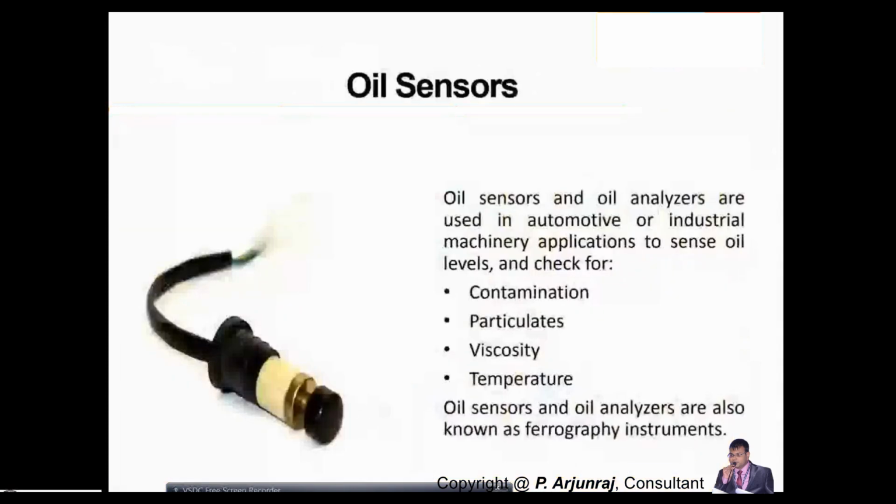And the next one is the oil sensor. This is how it looks. This oil sensor is also called an oil analyzer sensor. They are used in automotive applications, basically to sense the oil level in the vehicle. It also helps check the contamination in the oil. It will also help you sense the particulates, find out the viscosity and the oil temperature, because you also get an alarm. If the oil temperature is going higher or the oil level is going higher, you will get an alarm. Basically, that is the help of the oil sensor.